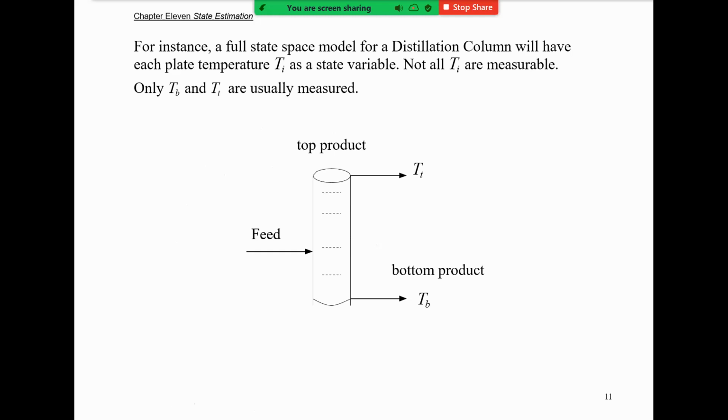Let's take an industrial example. We talk about the distillation column in the refinery industry. We saw those huge towers in the chemical factory. Those towers contain a lot of plates. For those plates, the temperatures are different. Those are the state variables. But normally, we only need to measure the top plate and the bottom one. We don't have to put sensors to measure the temperatures at all the levels.